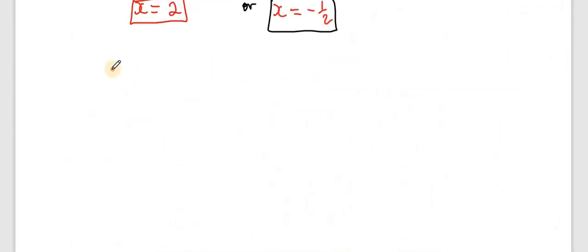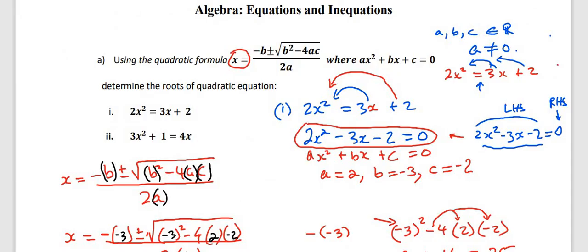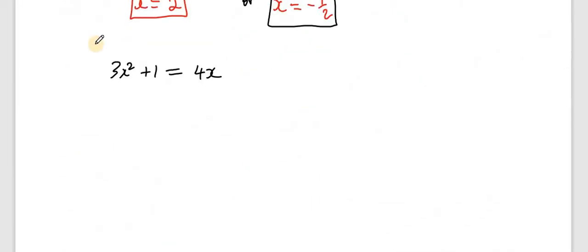Let's look at the next one. 3x squared plus 1 equal 4x. What do we do there? Let me just double check to make sure we have that one correct. 3x squared plus 1 equal 4x, yeah. That's part 2. What do we do here? If you remember the steps, it must be written in the form of ax squared plus bx plus c equals 0 in order for us to use the quadratic formula, right? So what do we need to do here?